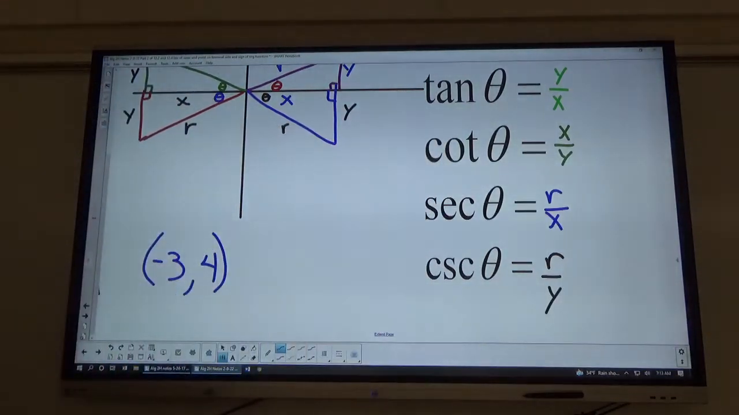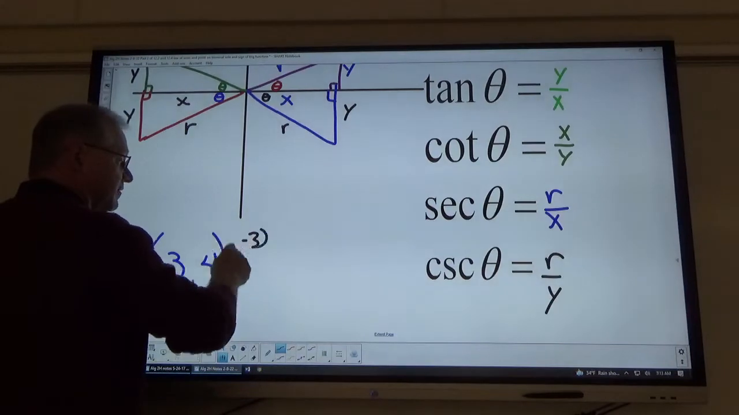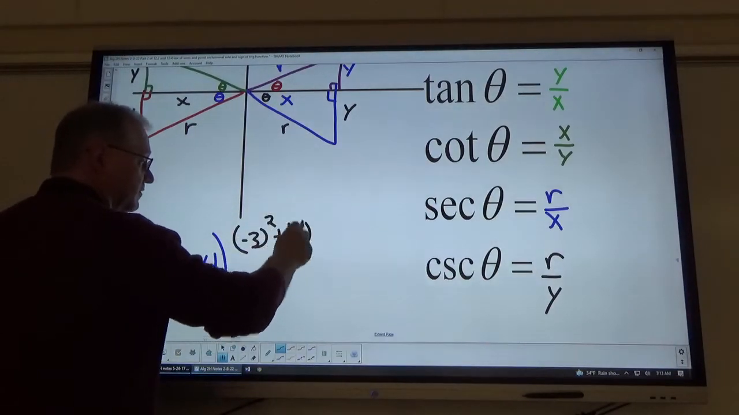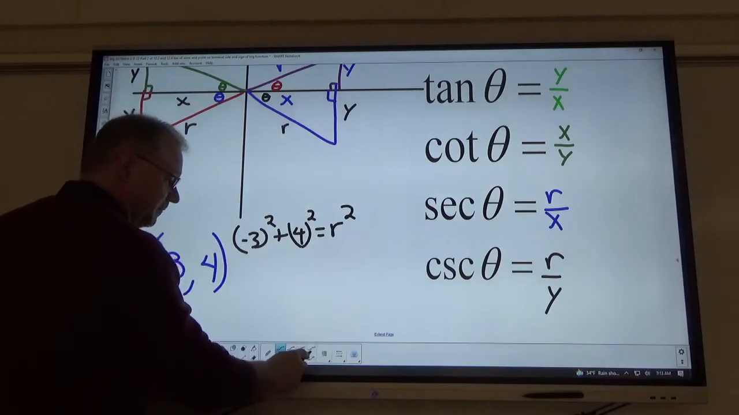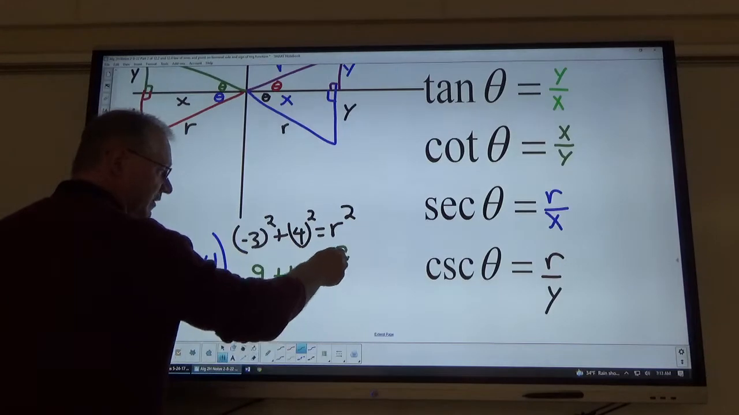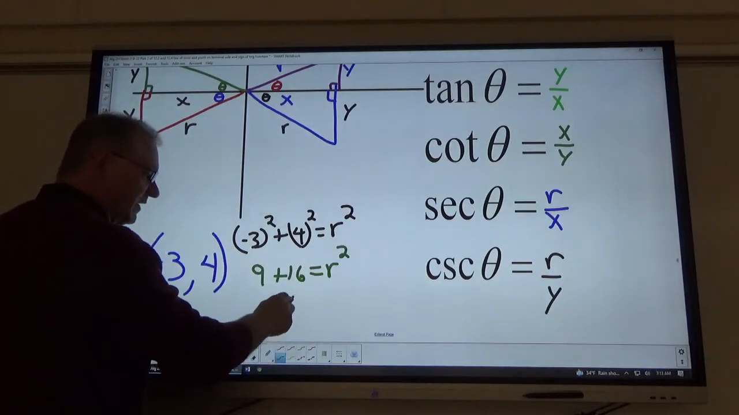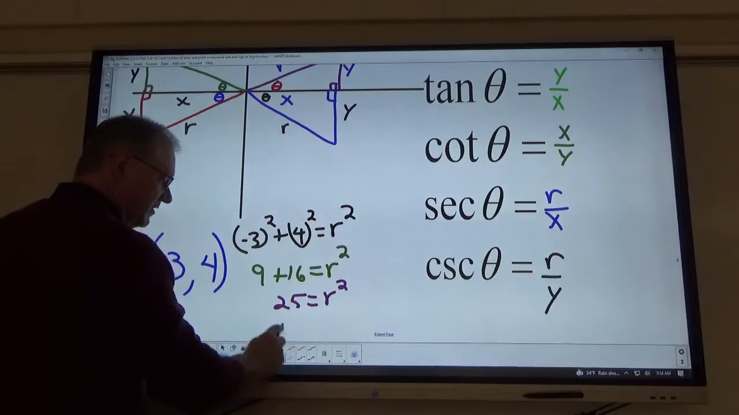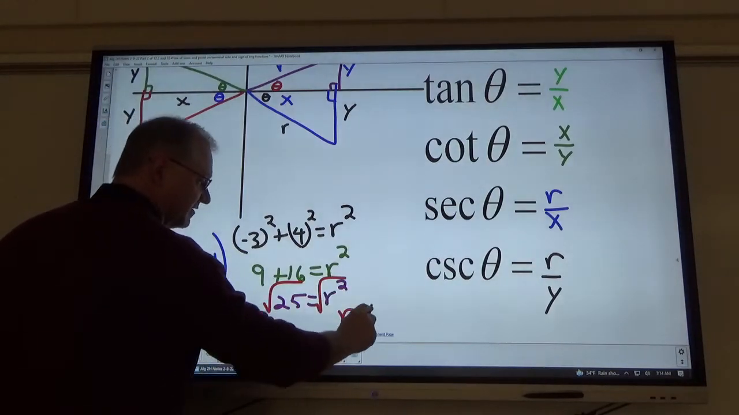And if you have those listed, that makes it much easier if we have a point like negative 3, 4. Wherever I see an x, I'm going to put negative 3. Wherever I see a y, I'm going to put 4. And wherever I see an r, well, negative 3 squared plus 4 squared equals r squared. 9 plus 16 is r squared. We know 9 and 16 are 25. And when I square root both sides, r is 5.